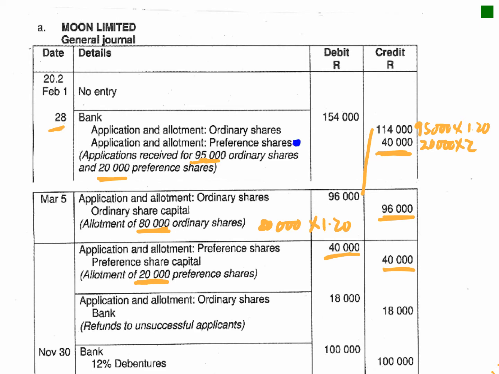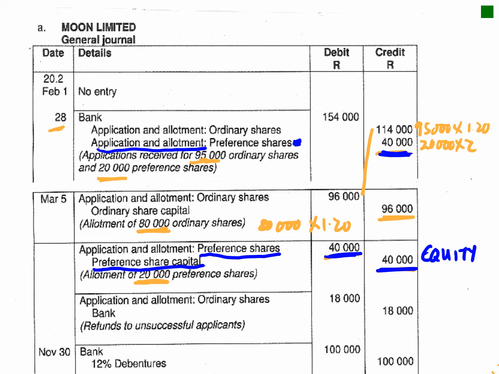I want you to notice Preference Shares has its own application and allotment account. That 40,000 has been transferred out of the application and allotment account for Preference Shares to a separate account called Preference Share Capital, which has a credit balance. Remember, this is equity because there's no set date for paying it back.